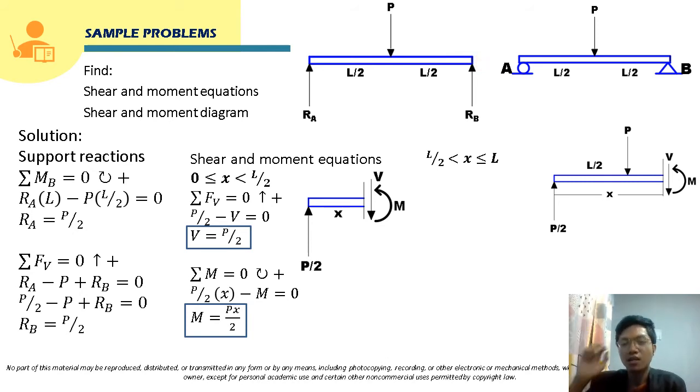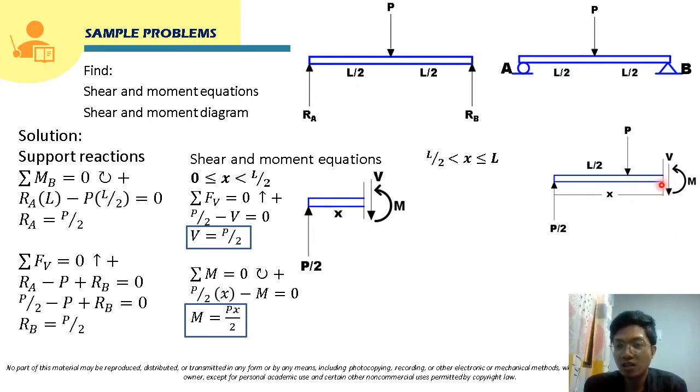So from here, we consider the left segment. There will be R sub A here, which is P over 2, and this load P will also be included. So this is P, and this is L over 2 from the left. Again, at the section where we cut the segment, this will be distance x from the leftmost part of the beam.